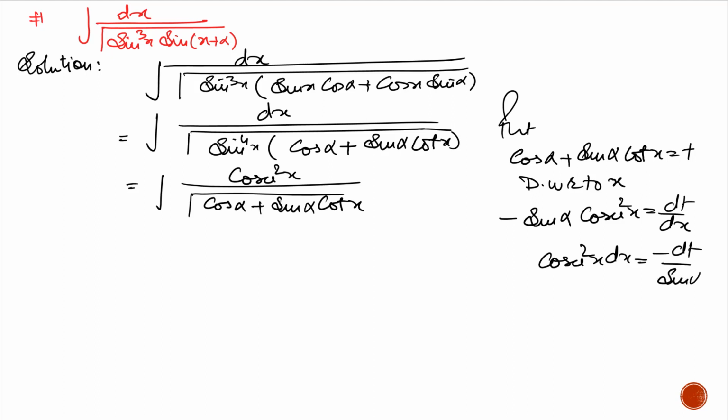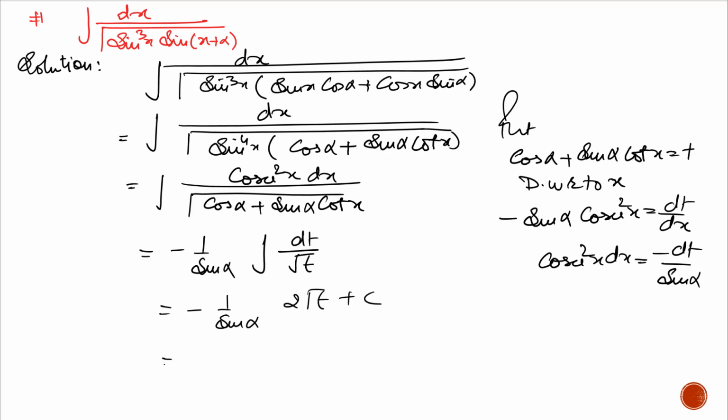Replace cosecant square x dx by minus dt by sine alpha and cos alpha plus sine alpha cot x by t, and after integration we'll get the answer minus 1 by sine alpha multiplied by 2 root t plus c, and the value of t is cos alpha plus sine alpha cot x.